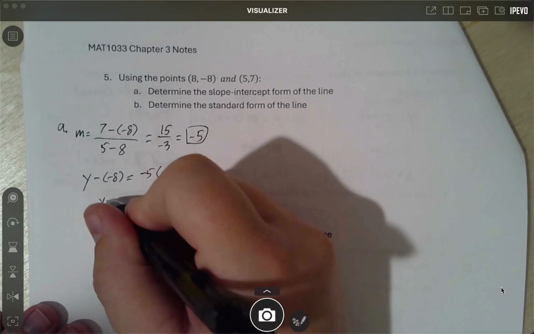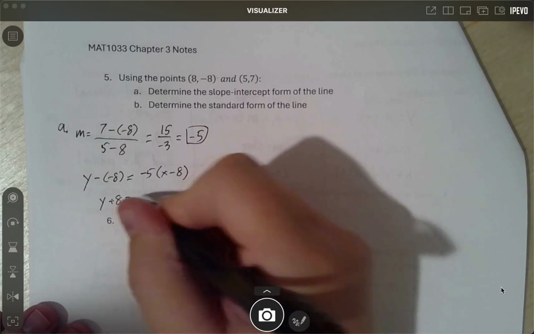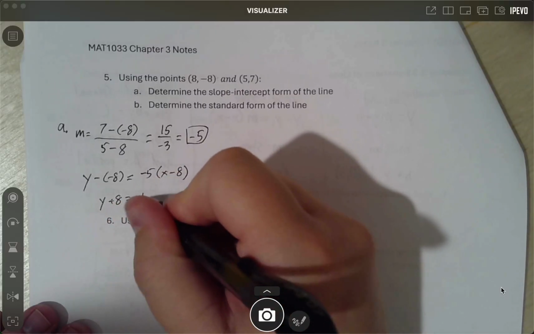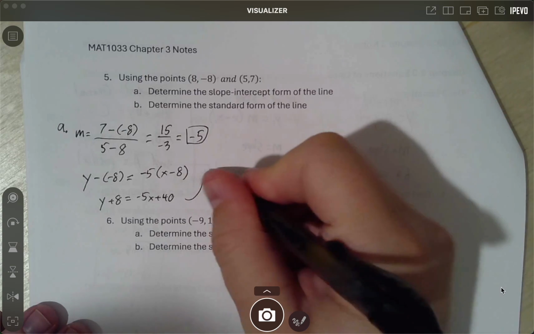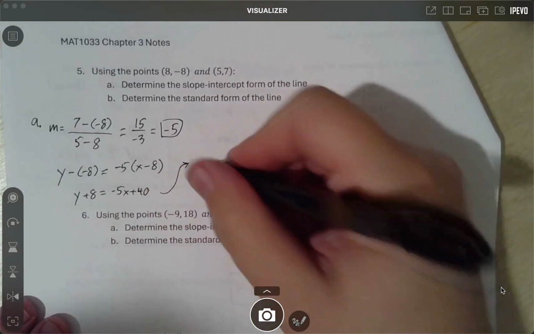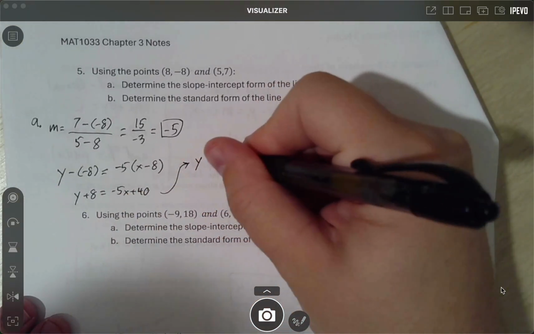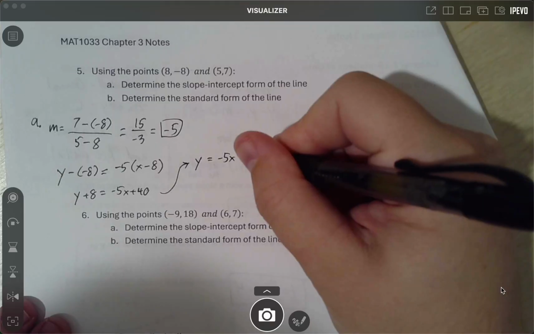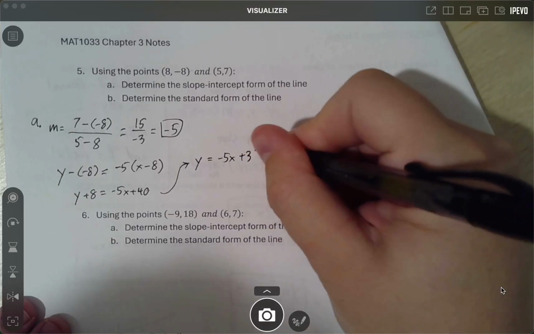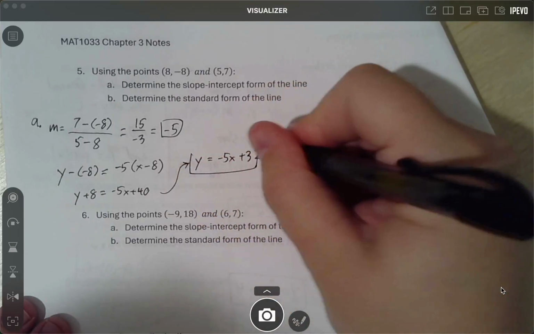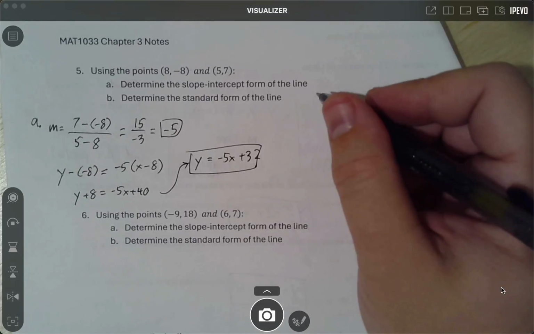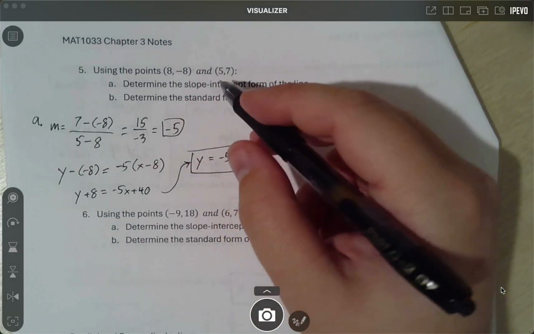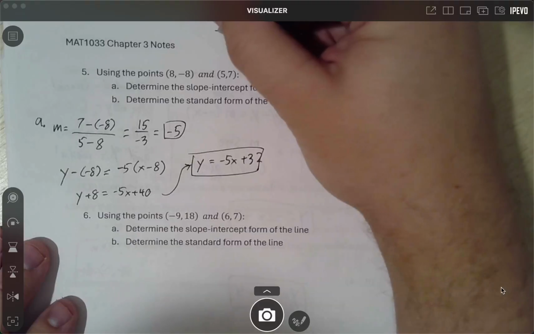While working that out, we'll double negate and get positive 8 here on the left. I'll distribute and get negative 5x plus 40 over here. And it looks like I could then subtract the 8, and I get y equals negative 5x plus 32. Now, we haven't talked about this yet, and I felt like I went a little fast here. You should be able to plug in some points and double check your work. I should be able to plug in negative 8.